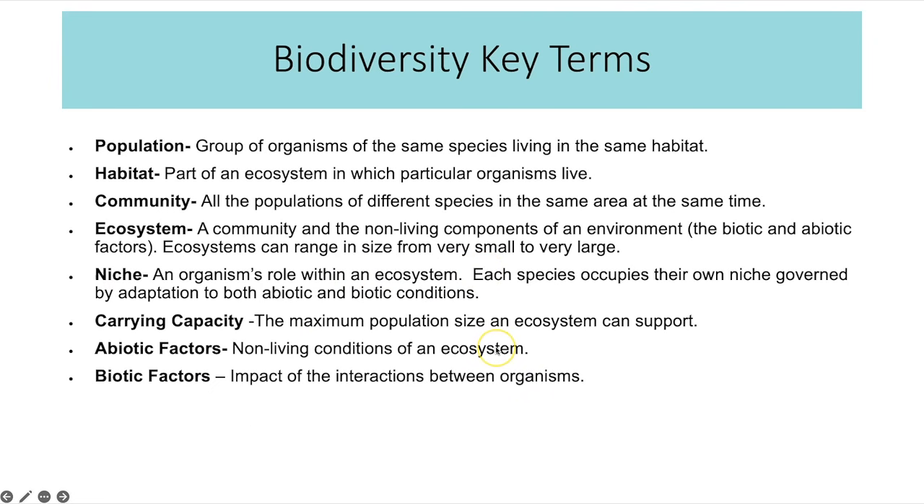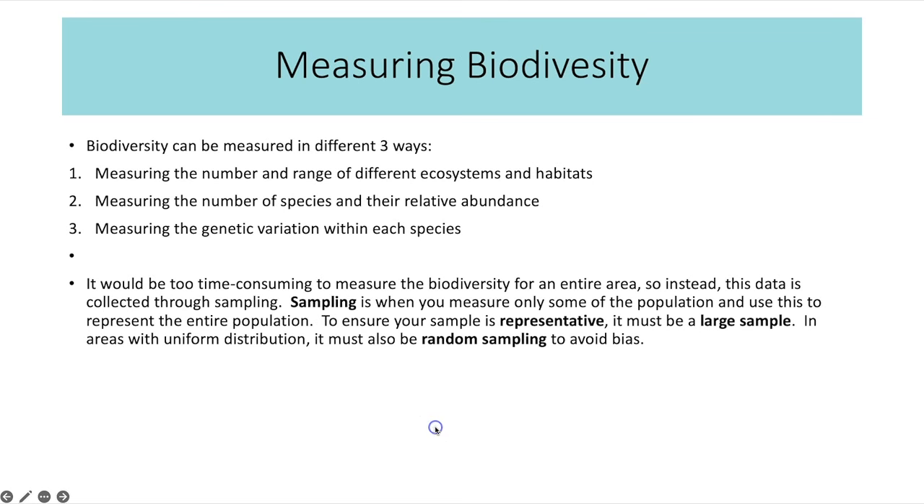The carrying capacity is the maximum population size an ecosystem can support. And if there are more individuals than that carrying capacity level, then individuals will start to die because there'll be a lack of resources. Abiotic factors are the non-living conditions of an ecosystem, so things like rainfall, light intensity, pH of the soil or pH of water. And biotic factors is the impact of interactions between organisms, so predator-prey relationships and competition between organisms.